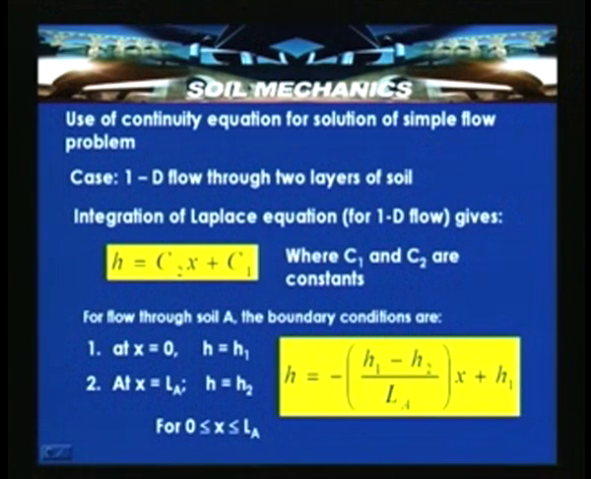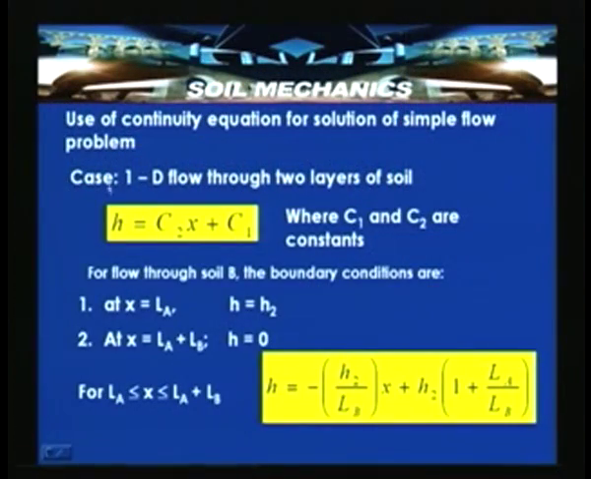Similarly, substituting h is equal to h2 and x is equal to LA, and solving and simplifying, we will get h is equal to minus of (h1 minus h2) by LA into x plus h1, which is valid for distance between 0 and LA. We have not gone to soil B, we are still in soil A, which has a length completely LA.